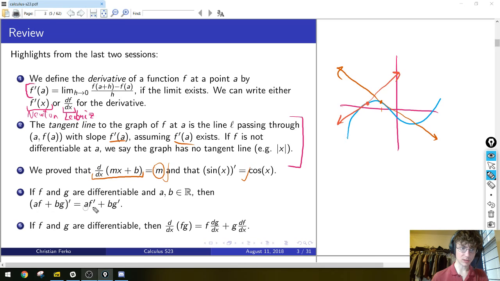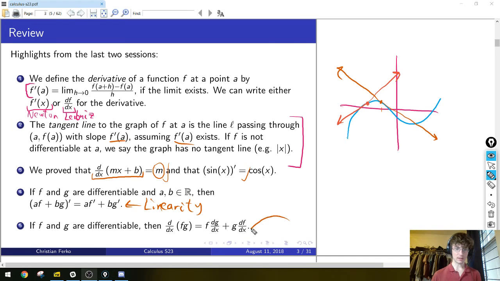So you could pull out a and take the derivative of f and just add it to b times the derivative of g. So this is called linearity, the linearity of the derivative, which really means you can think of the derivative as an infinite dimensional matrix, but more on that maybe sometime.